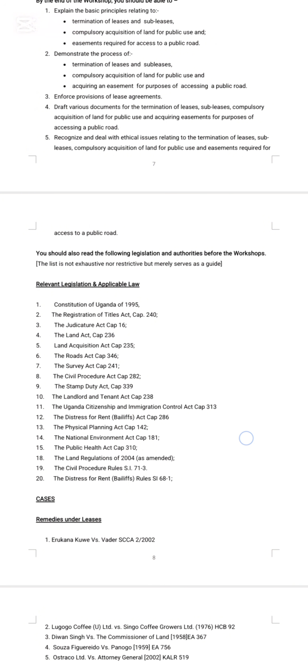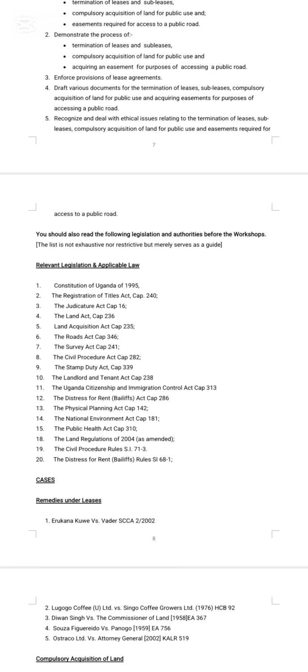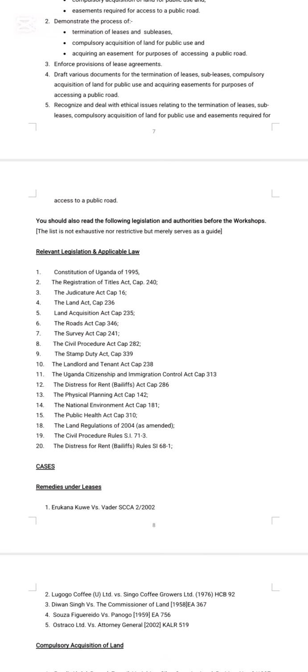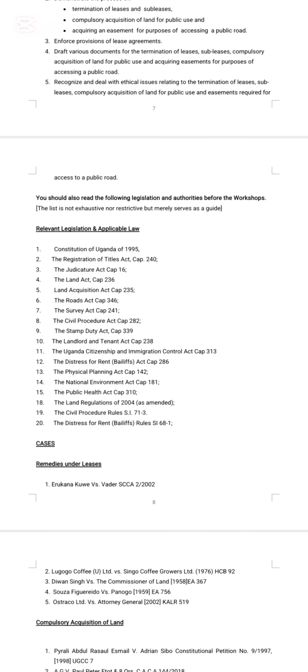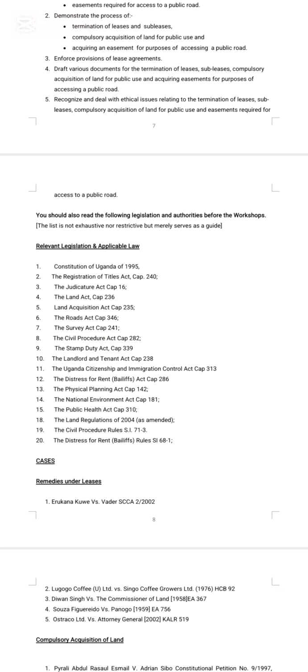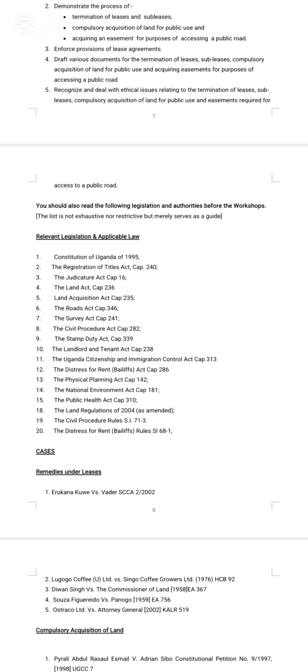Enforce provisions of lease agreements. Draft various documents for the termination of leases, subleases, compulsory acquisition of land for public use, and acquiring easements for purposes of accessing a public road. Recognize and deal with ethical issues relating to the termination of leases, subleases, compulsory land acquisition, and easements.